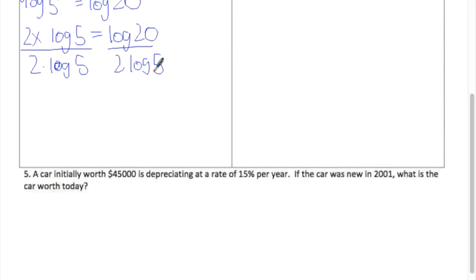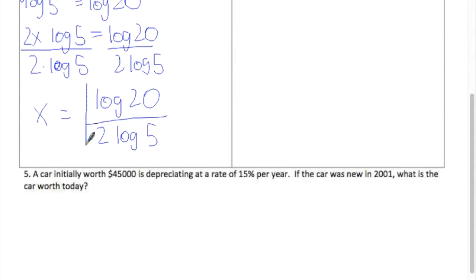So I get x equals log of 20 divided by 2 log 5. And this looks ugly, but remember, this is really just a single number. Log 20 divided by 2 log 5. And you could get an approximate value from your calculator.